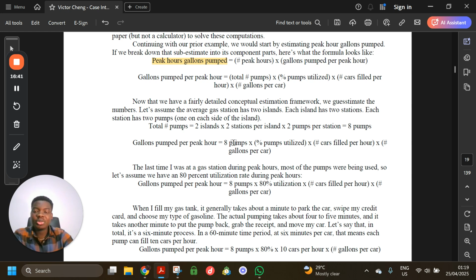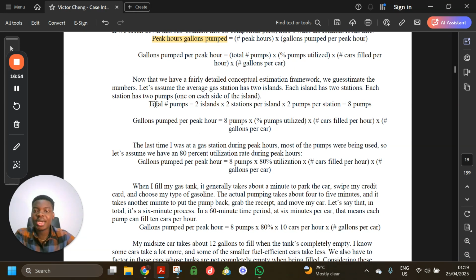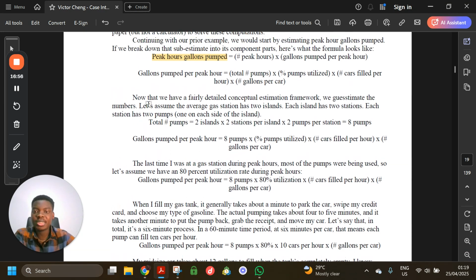So being able to break this down in such a way that you can then make reasonable estimates for each of these sub pieces and then sum everything up in the end. So we start by calculating how many pumps there are in the station. So let's say there are 2 islands in a station, and each of those islands has 2 stations, and each of those stations has 2 pumps.